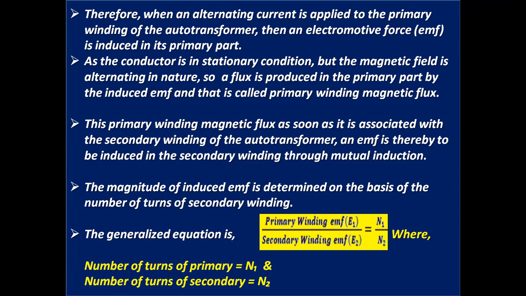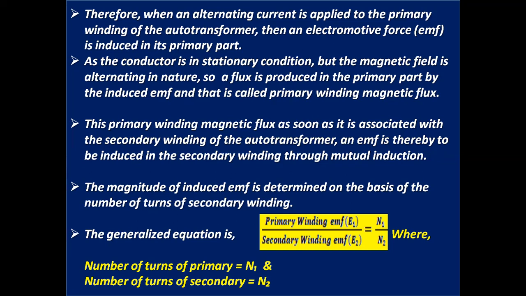Again, I repeat, as the conductor is in stationary condition, but the magnetic field is alternating in nature, a flux is produced in the primary part. This primary winding magnetic flux, as soon as it is associated with the secondary winding of the autotransformer, an electromotive force is thereby induced in the secondary winding through mutual induction.